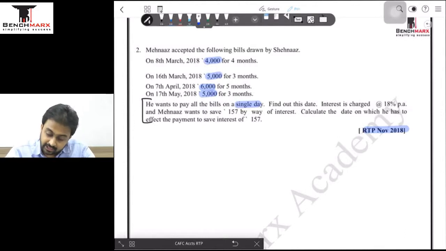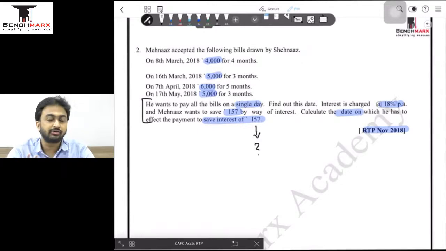Interest is charged at 18% per annum and Mehnaz wants to save 157 by way of interest. Compute the date on which he has to effect the payment to save interest of 157. Now where did this 157 come from? This is not our question. He wants to save it, so let him; why he wants to save 157 is his lookout, not our lookout.